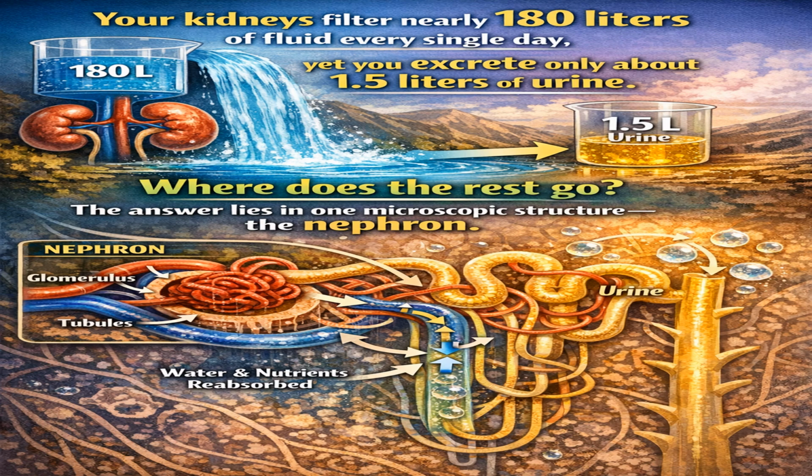Your kidneys filter nearly 180 liters of fluid every single day, yet you excrete only about 1.5 liters of urine. Where does the rest go? The answer lies in one microscopic structure, the nephron. If you understand this flow once, renal physiology becomes simple. So let's break it down step by step.